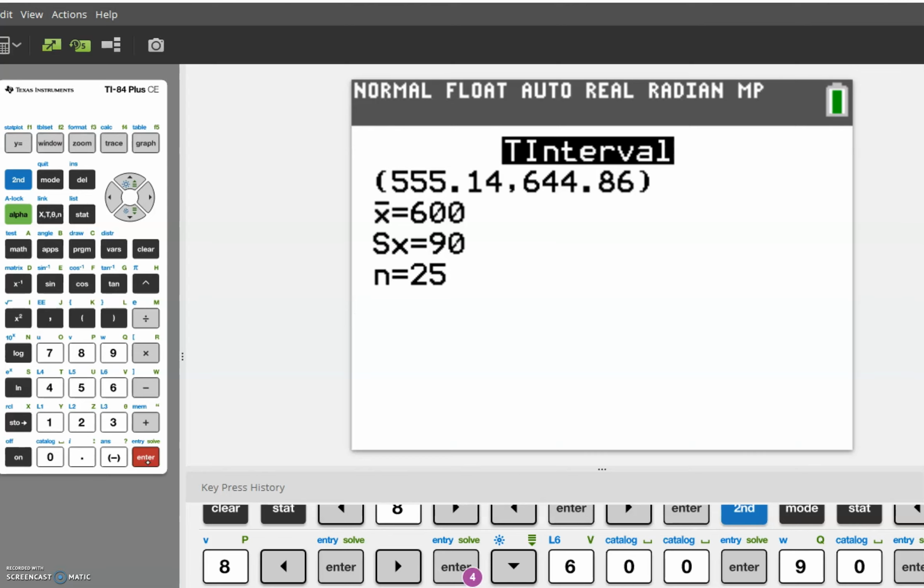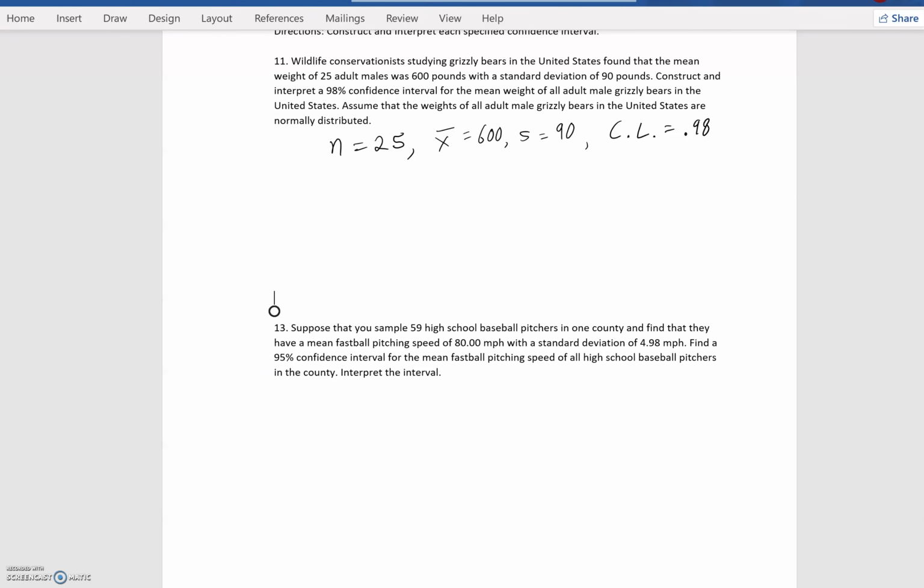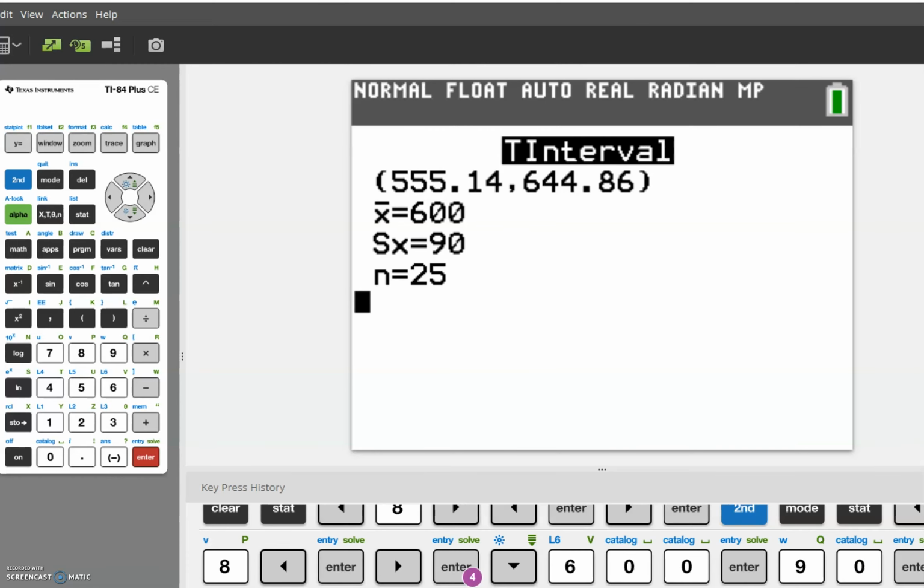There's a rounding rule here that I didn't write in these notes. I will write it in the notes when I upload this to Canvas. If you're given the summary statistics, we need to round to the same number of decimal places as given in the standard deviation. Your little s was given to be just the whole number 90. So we need to round to the nearest whole number. So our confidence interval limits will be 555 for the lower bound, and our upper bound is 645.